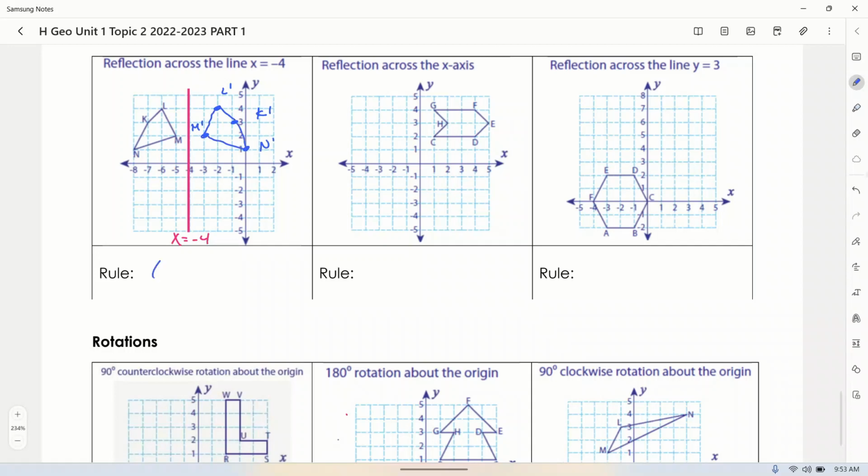Okay, and what's our rule here? It's 2a minus x, comma y. So what's our a value? It's -4. 2 times -4 is -8.